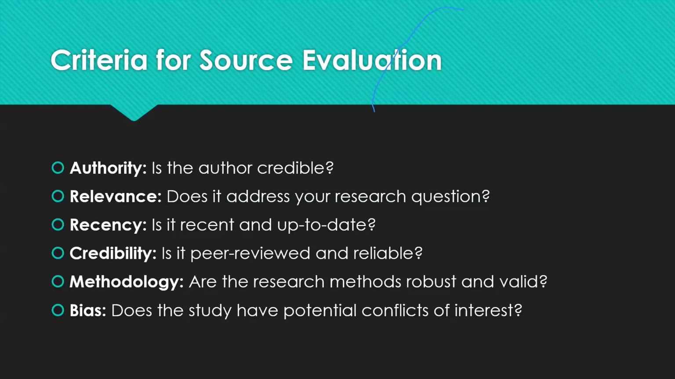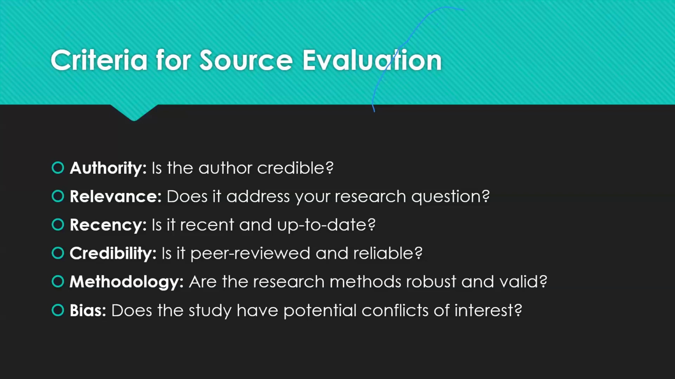Then the fourth one talks about credibility. Credibility mainly focuses on peer-reviewed articles and credible publications, which provide a higher level of trustworthiness. That is the journal you are referring to. So that is credibility. The next one talks about methodology.